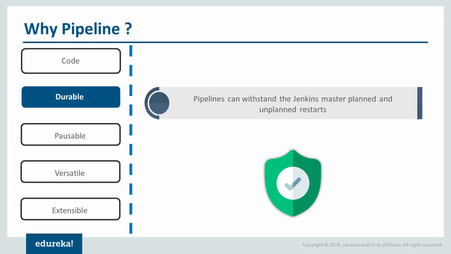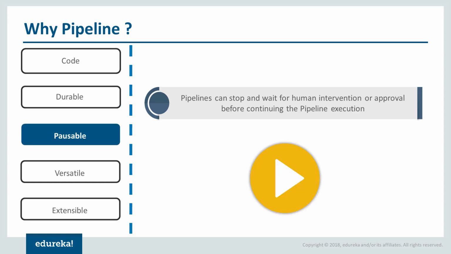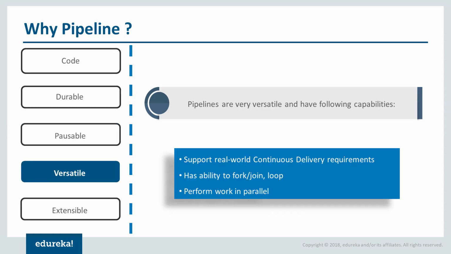It is durable. You can also stop and wait for human intervention or approval before continuing the pipeline execution. So if, let's say, you have some manual checks which you want to implement, you can definitely do that with the pipelines. It is versatile, so it can have a lot of capabilities. Some of them are listed on your screen.